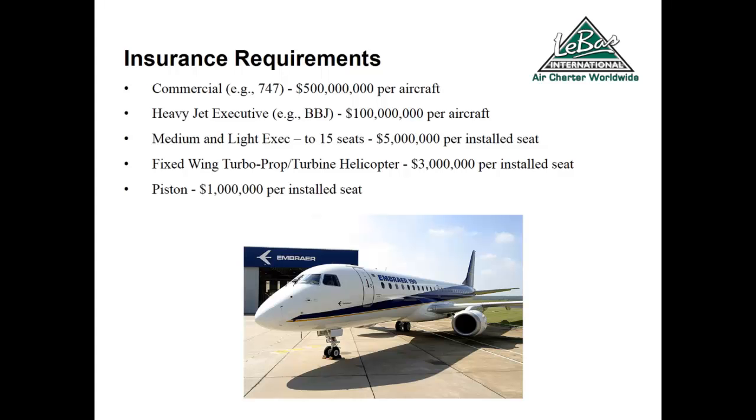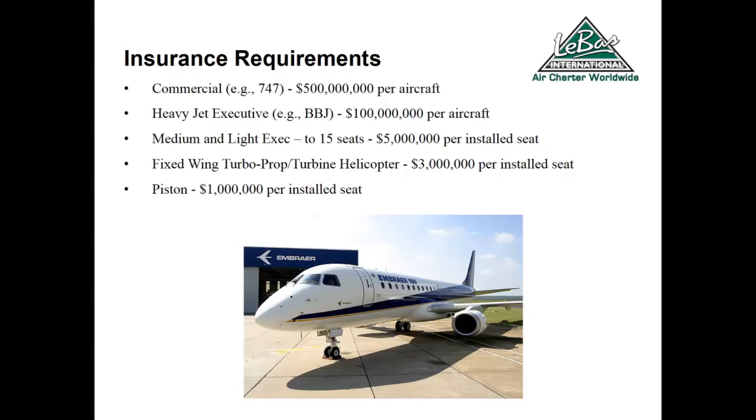The other big thing we're looking at is insurance requirements. For a commercial type aircraft that we occasionally use for cargo flights, say a 747, we're going to look for a minimum of $500 million liability insurance per aircraft. For heavy jets, such as a BBJ, for example, we're going to look for a minimum of $100 million. For medium and light jets that seat up to 15 seats, we're going to be looking for a minimum of $5 million, in this case per installed seat.